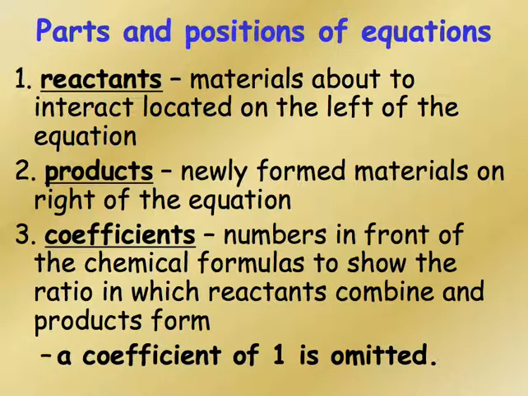The other piece that we need are called coefficients. They are numbers in front of the chemical formulas to show the ratio in which reactants combine and products form. So they're telling us how many of each item needs to go into the reaction so that we have a balanced equation to show that the matter is being transformed but not creating new matter, and we're not losing matter.